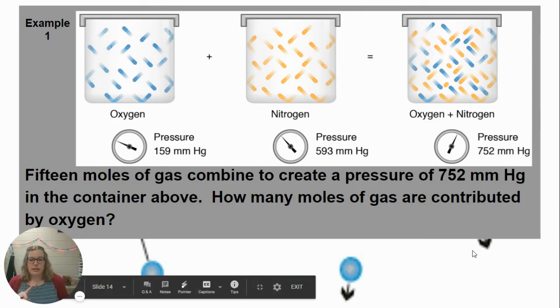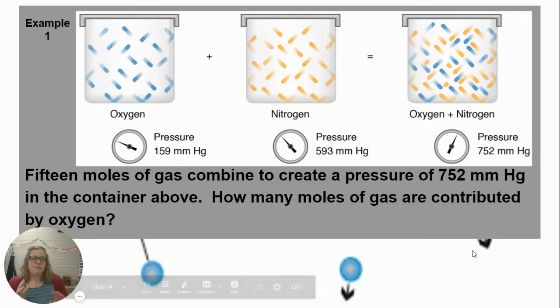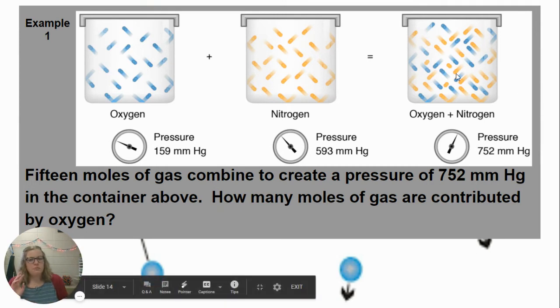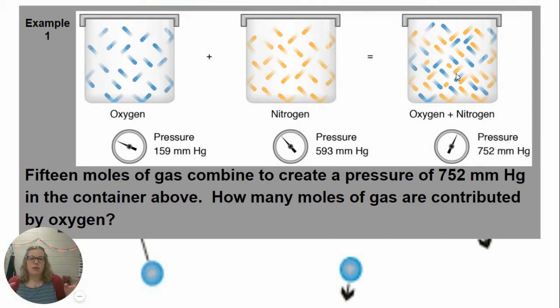So there are two examples that we are going to work through. The first one is a kind of fraction-y problem. It says 15 moles of gas combined to create a pressure of 752 millimeters of mercury in the container above. So you can see up here, I have oxygen and nitrogen, and 15 moles of them combined to give me this pressure.